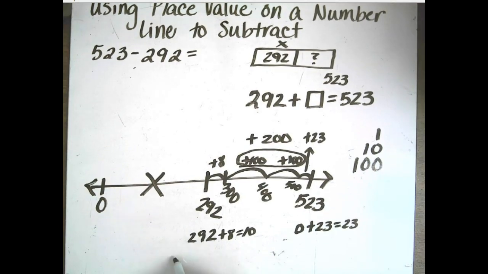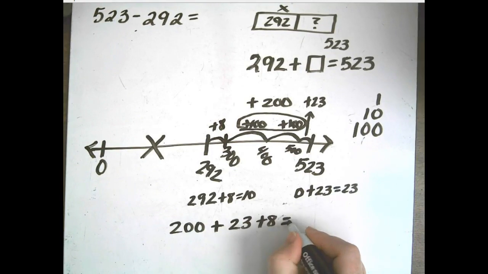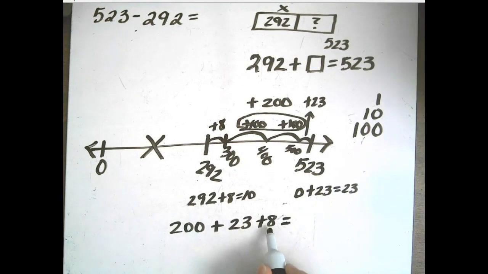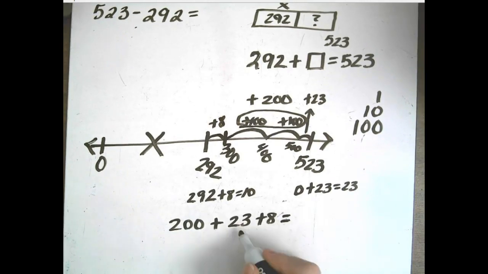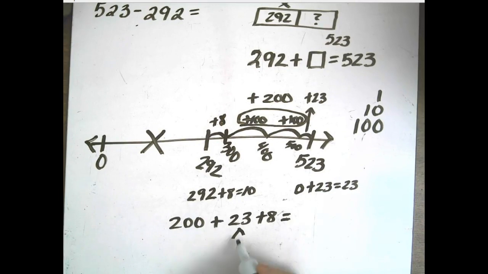I have 200 plus 23 plus 8. Now here I can use my place value strategy to figure out what 23 plus 8 is. I could break apart my 8 into a 7 and a 1 because I know 3 and 7 make the next 10. Or I could break apart my 23 into a 20 and a 3 and then add 8 more 1s.